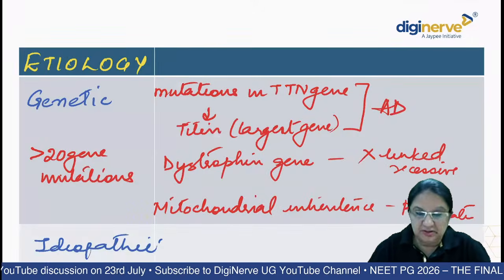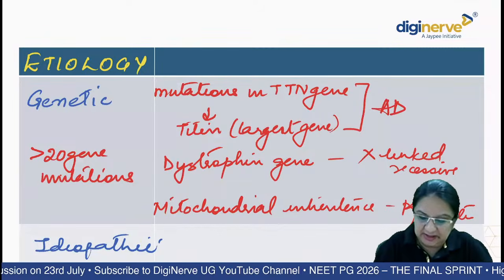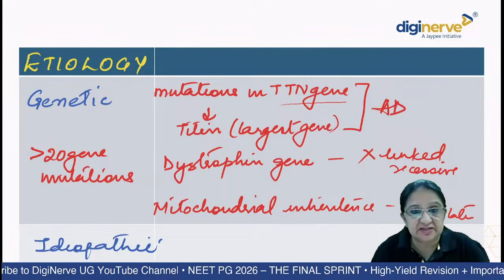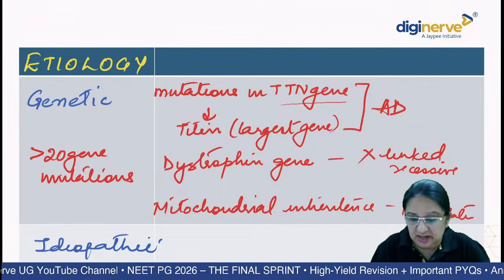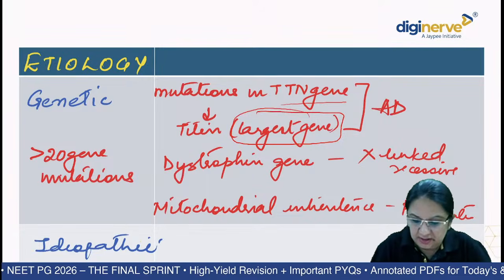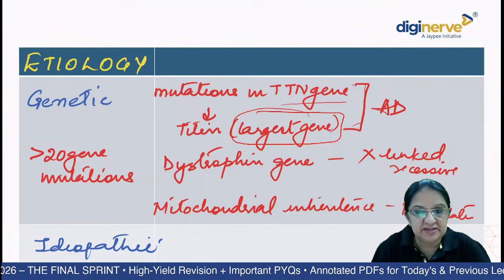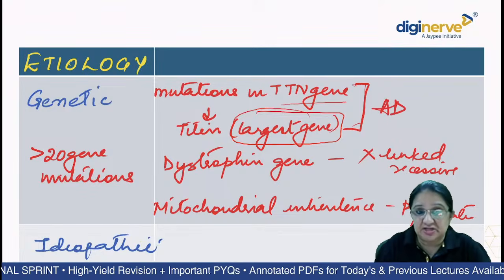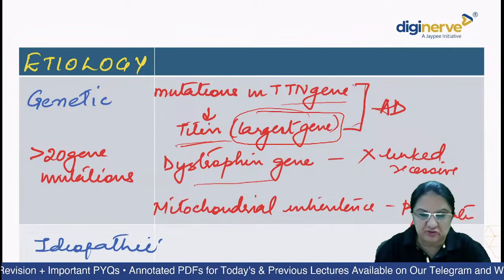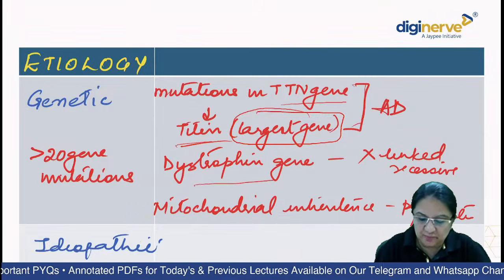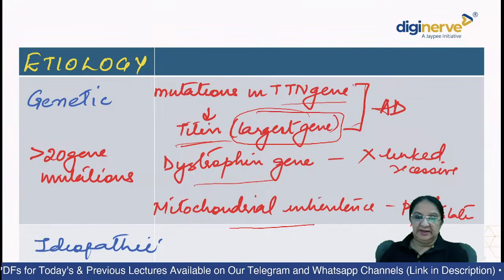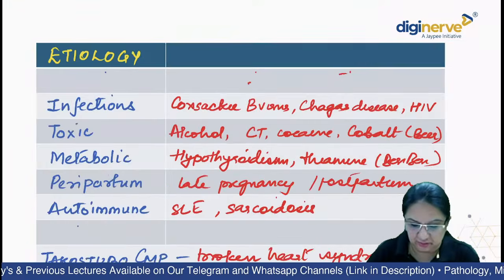Okay. The genetics, there's a mutation in the TTN gene. Remember Titin gene. It is not Tintin, it is Titin gene. Titin gene is the largest gene in the human body. It is the largest gene. Autosomal dominant inheritance. More than 20 gene mutations are seen, but the most common is Titin gene mutation. Then we have dystrophin gene mutation also. Then there is mitochondrial inheritance, or it could be idiopathic also.